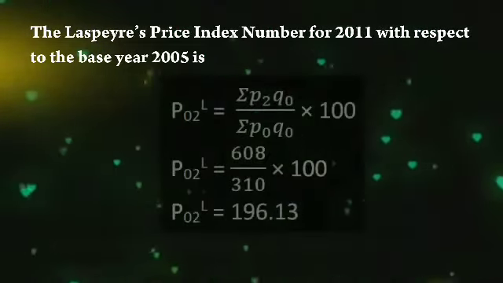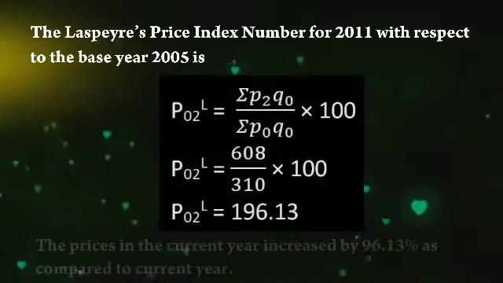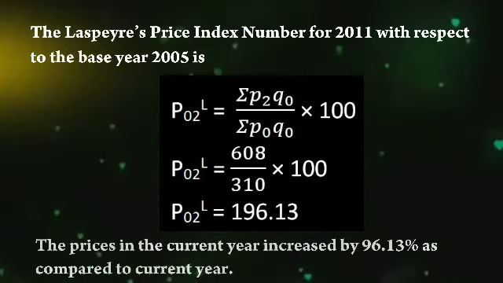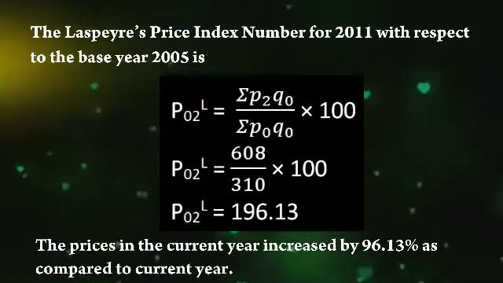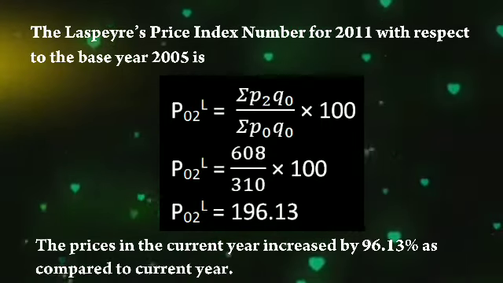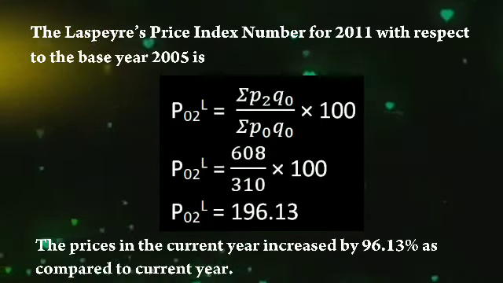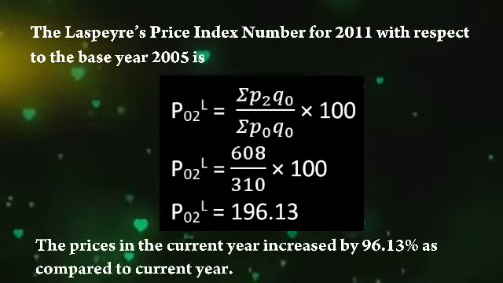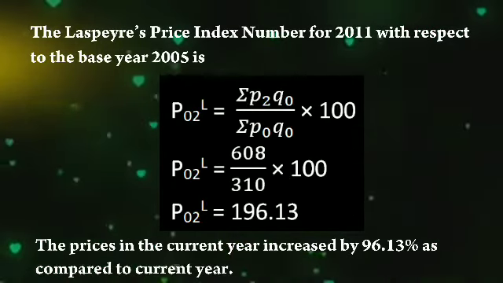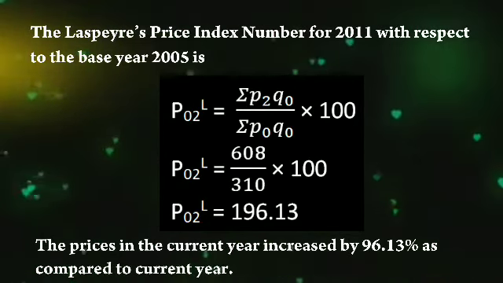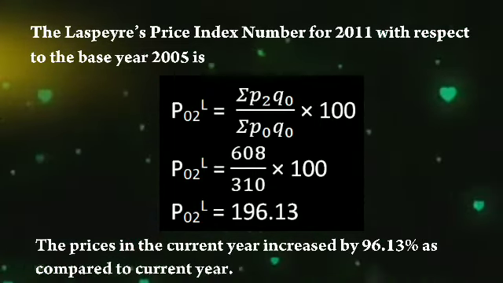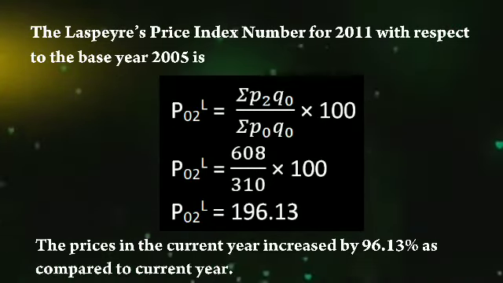The last year's price index number for 2011 with respect to the base 2005 is, here since it is the second index number using the same data, you should find the price index P02. Why is it 2? Because the current year is considered as 2. Current year price values are taken as P2. So you should find P02 by the last year's method: price index number with base 0 and current year 2, computed based on last year's method. So P02 of L equals sigma, here the current year is P2, it is not P1.